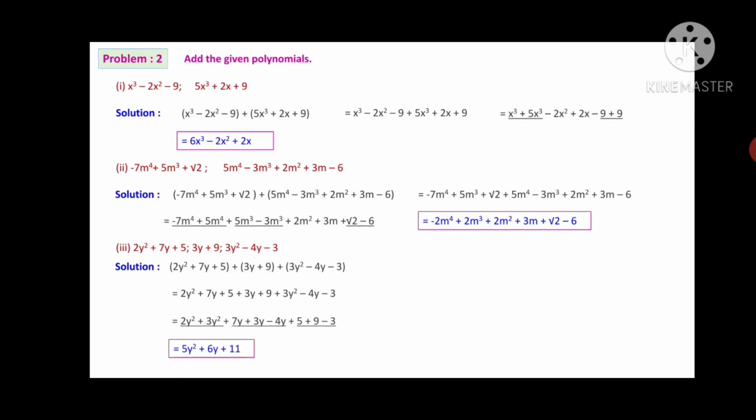5y square is from 2y square plus 3y square, 6y is from 7y plus 3y minus 4y, and 5 plus 9 minus 3 gives you 11.